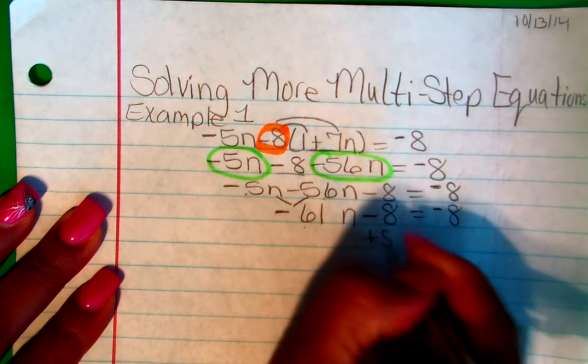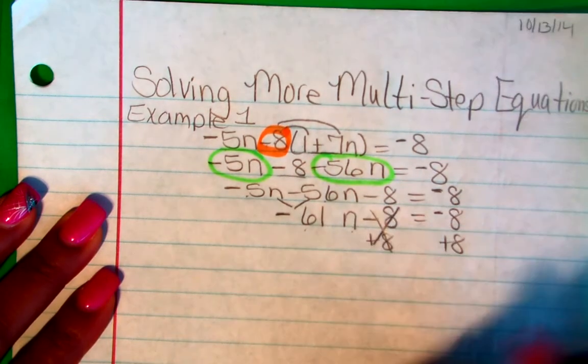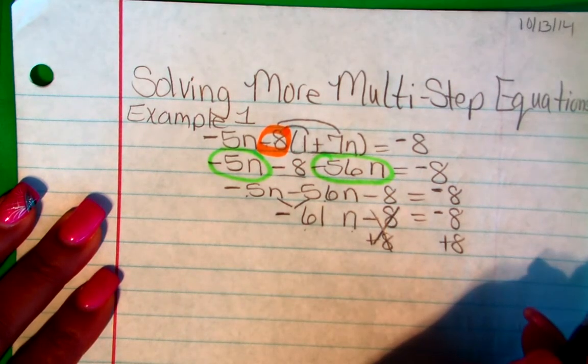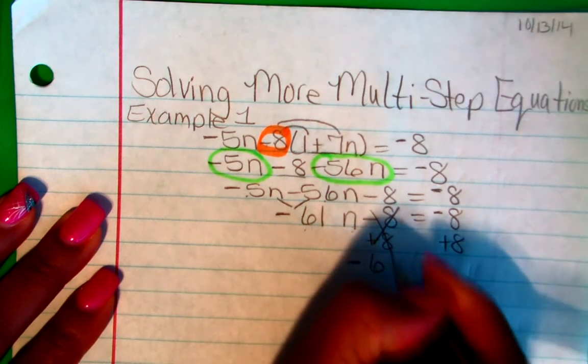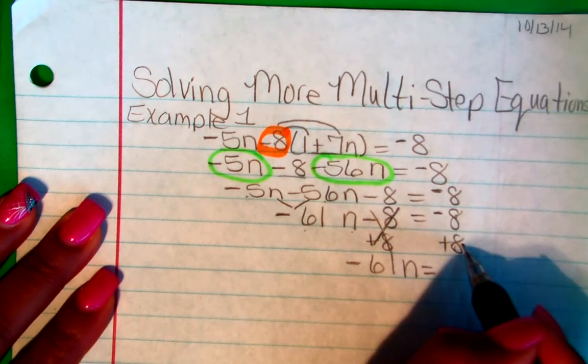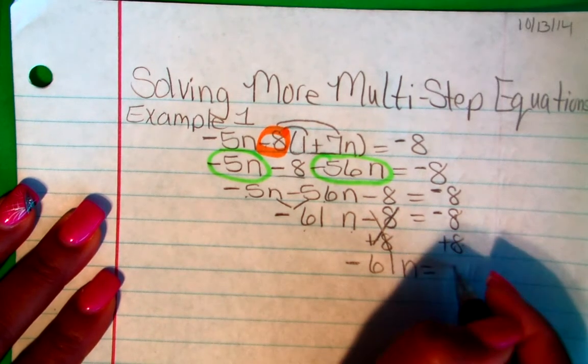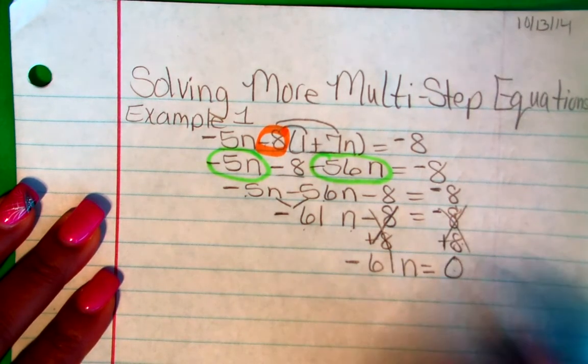So add 8 to both sides. The 8's cancel out because they're added to inverse. And added to inverse sum always 0. So on the left hand side, I bring down -61n equals. These are added to inverse as well. So what happened? It goes to 0. They cancel out. And it's okay to get 0.